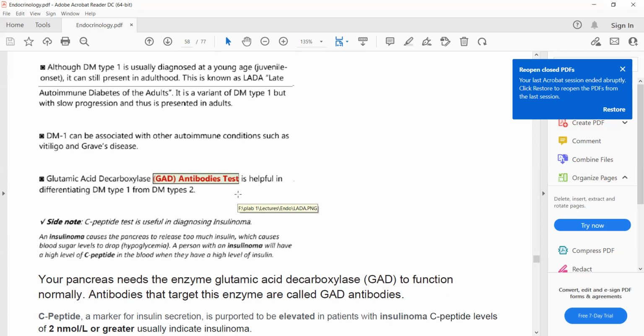Okay. Thank you. Dr. Musarat, is it clear to you as well? Yeah, I just wanted to ask about this GAD antibodies test. Now it's clear. Yeah, that's fine. Thank you. Okay.